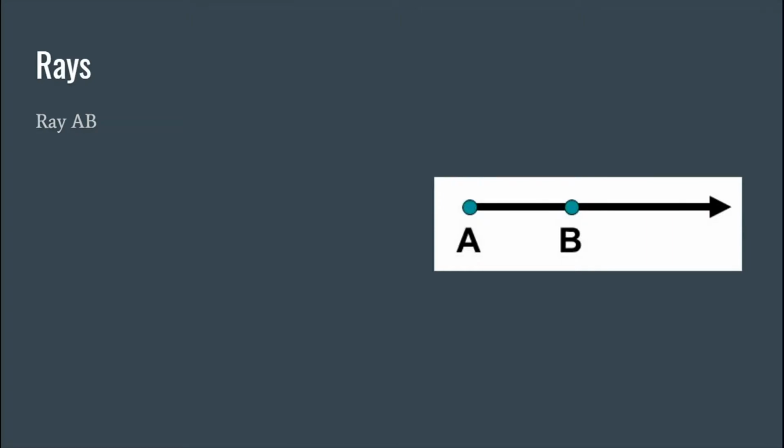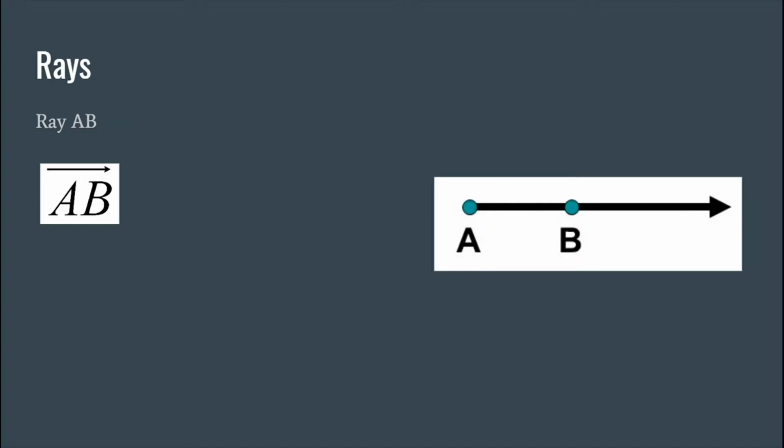So the shorthand notation is written like this. It's got the line with an arrow pointing, and generally we go from left to right, so the arrow will be on the right side. Now the thing about labeling rays is that you always start from the endpoint and go in the direction where it's going infinitely.